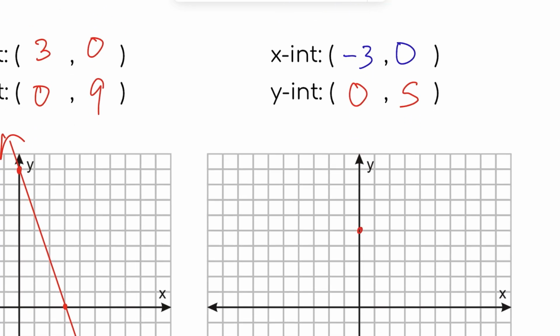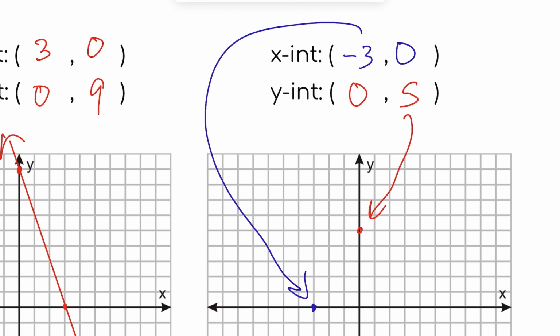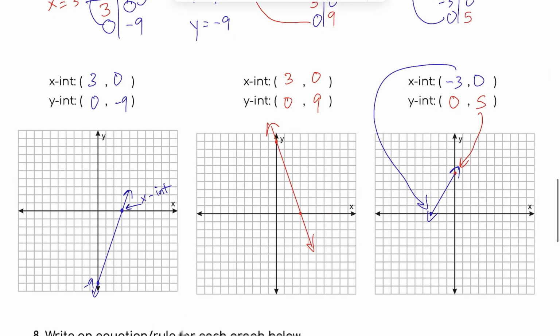So there's the y-intercept. And the x-intercept, -3, 0. And then you connect to draw the line. Please always remember to put the arrows at the end. It shows that you know it goes forever.